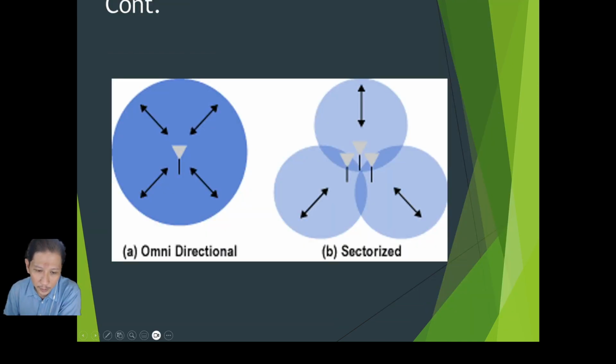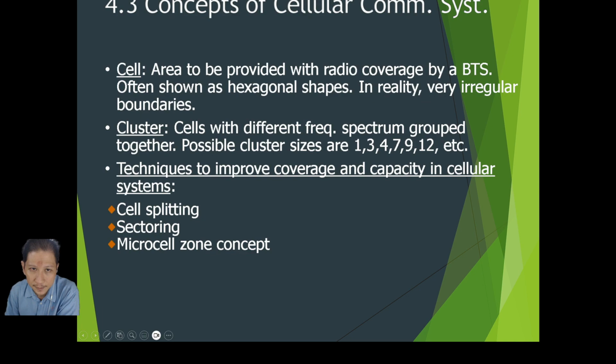Okay, this one omni, dia buat macam ni. Kalau sectorized dia macam ni lah, dia lagi kuat dia punya signal lah. The average location of areas for the signal is more compared to omnidirectional.